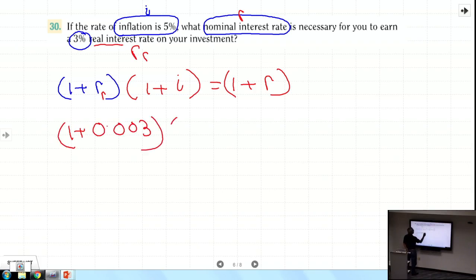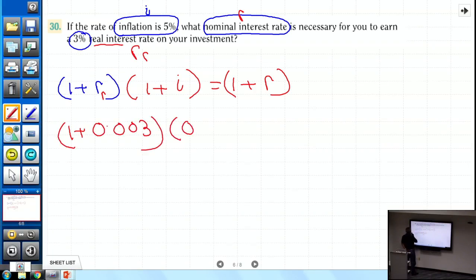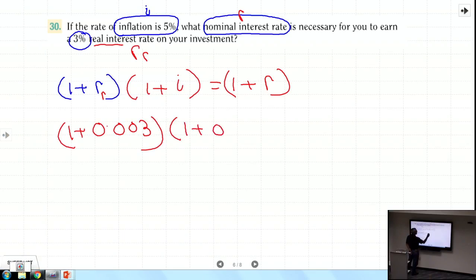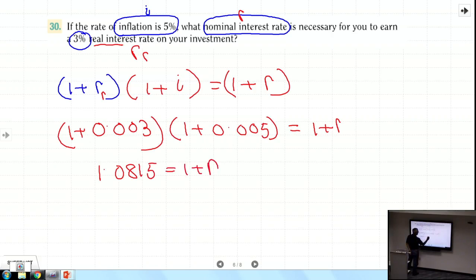3% and inflation is 5%, then that product is going to be 1.0815. That will be equal to 1 plus R. So the nominal interest rate, just to make it explicit, I'm going to put nom over here to indicate that's the nominal interest rate, is going to be 0.0815 or 8.15%.